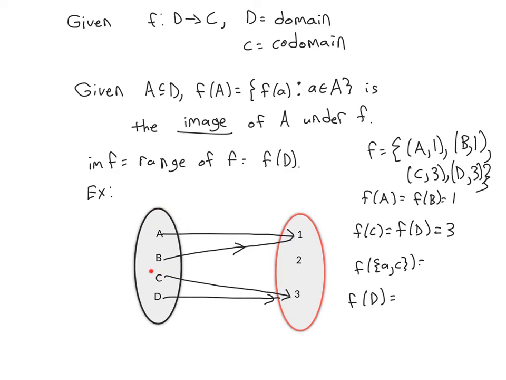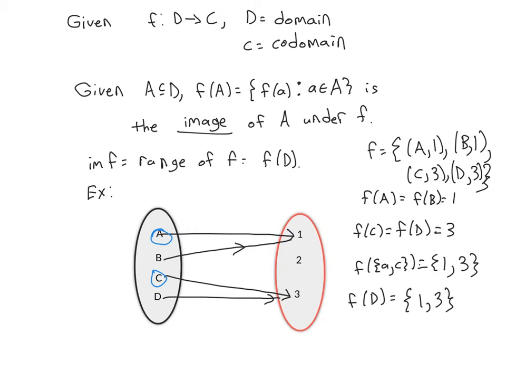So let's actually look at the image. Let's take A and C, and let's take the image of A and C, and we see that we get 1, because f of A goes to 1, and 3, because f of C goes to 3. And so that is the image of the set of blue vertices under this function. Likewise, we see that the range of the function is just 1 and 3.